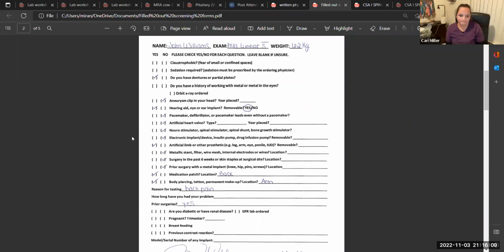Okay. Do you have any artificial limbs or prosthetics such as a leg, arm, eye, penile implant, or an intrauterine device? I have an IUD. Okay. Do you know what type? I have the Mirena. Perfect. All right. How about any metallic stents, filters, wire mesh, internal electrodes, or wires?